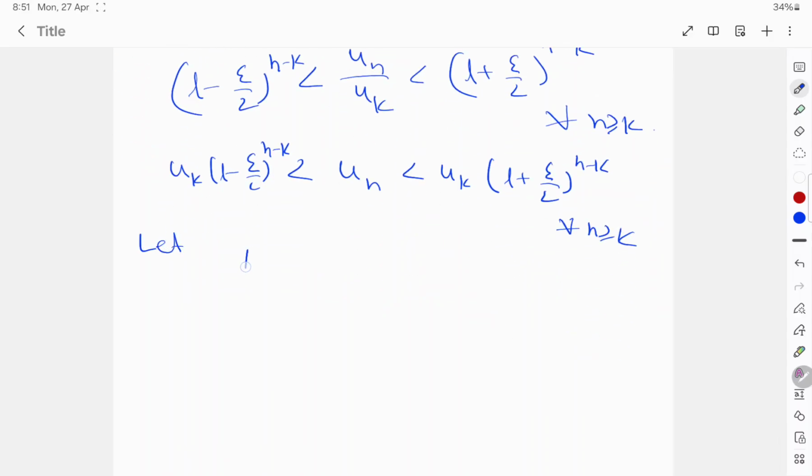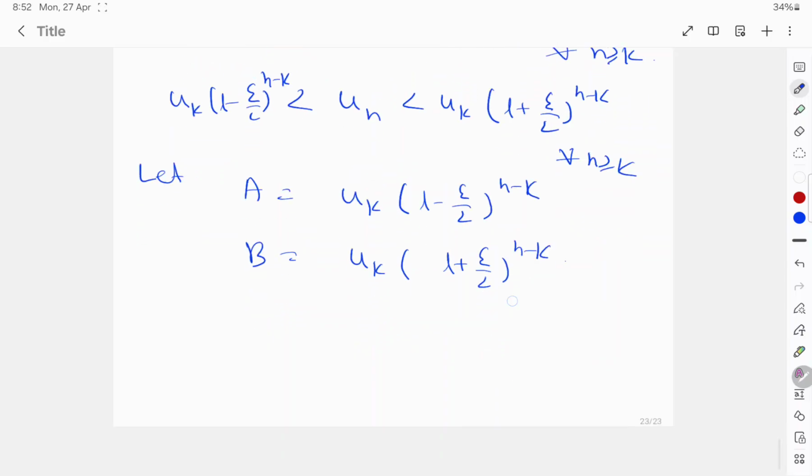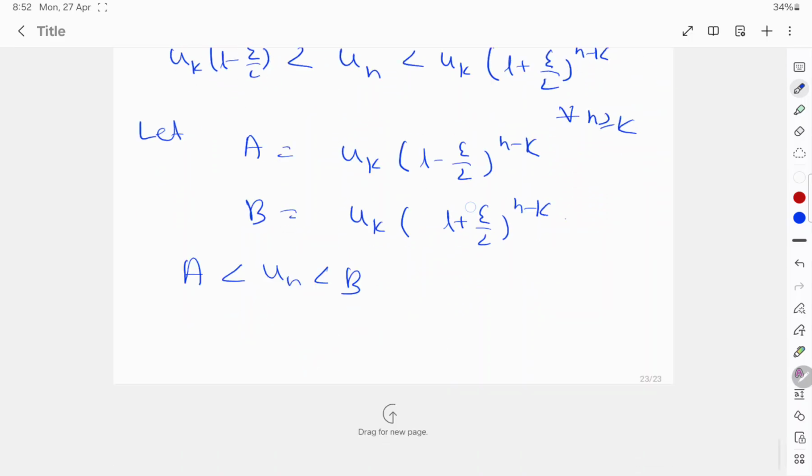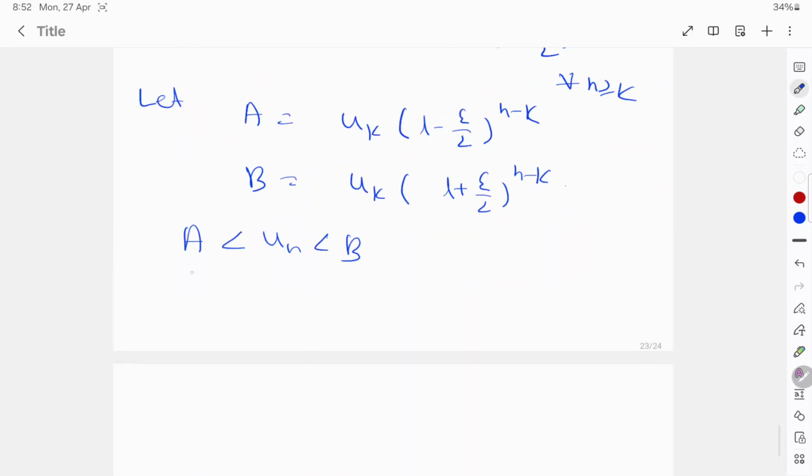Let a be equal to uk into L minus epsilon by 2 whole to the power n minus k, and b is your uk into L plus epsilon by 2 whole to the power n minus k. So you can have a less than un less than b, right? Now if you take a whole to the power 1 by n, you have this thing.